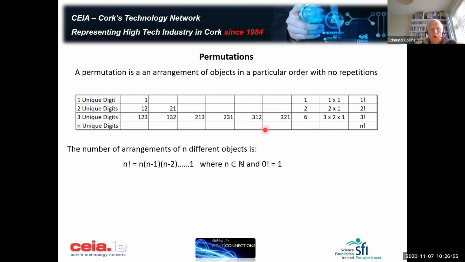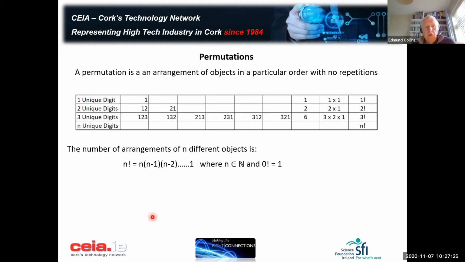That's 2 by 1, factorial 2. Likewise, for 3 unique digits, we can have 1, 2, 3, 1, 3, 2, 2, 1, 3, 2, 3, 1, 3, 1, 2, and 3, 2, 1, which is six possibilities. And that is factorial 3, 3 by 2 by 1.